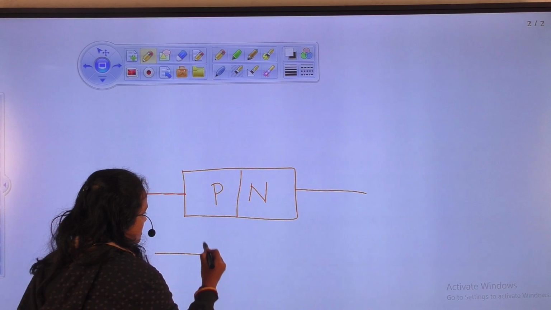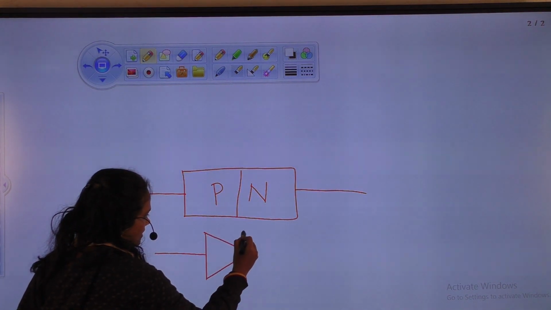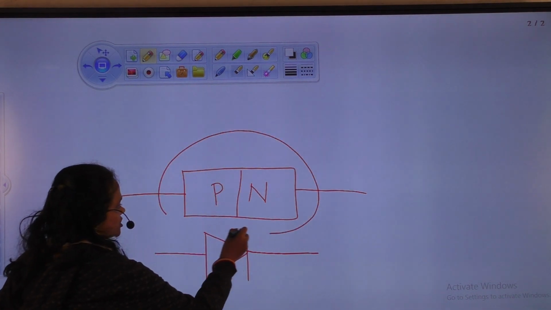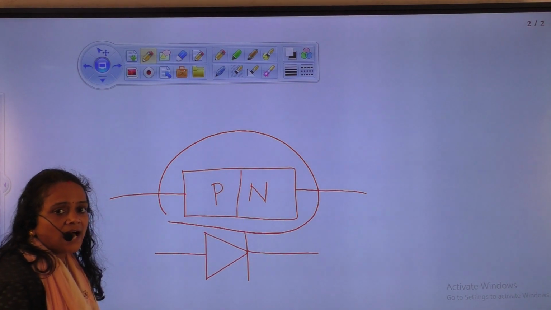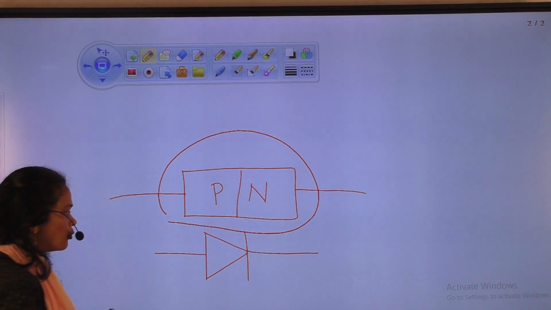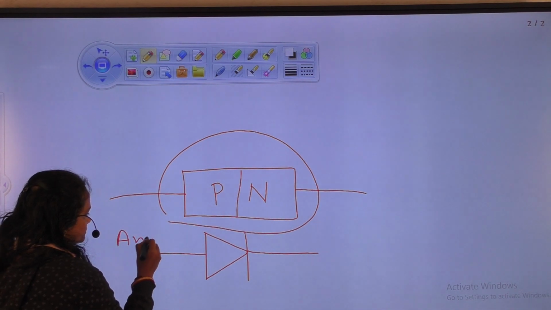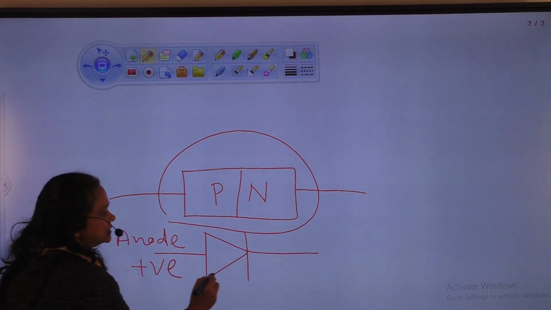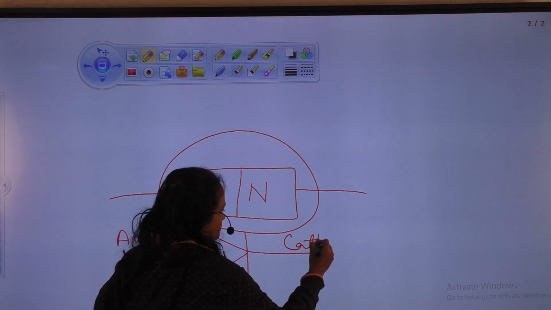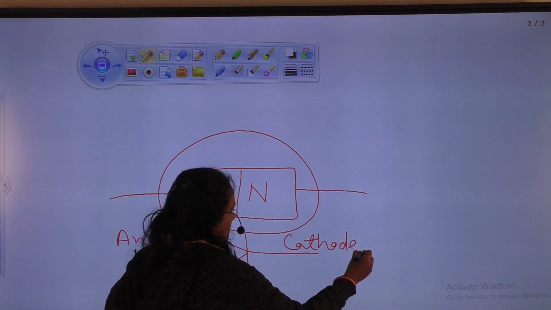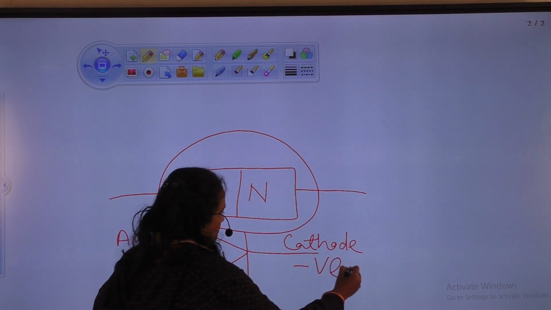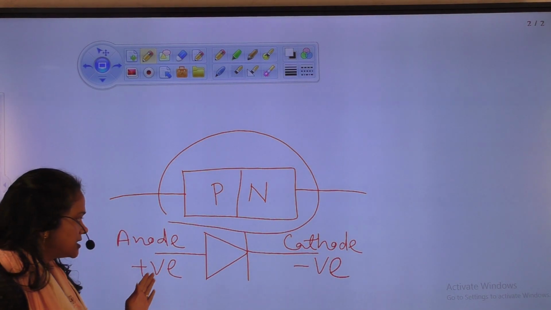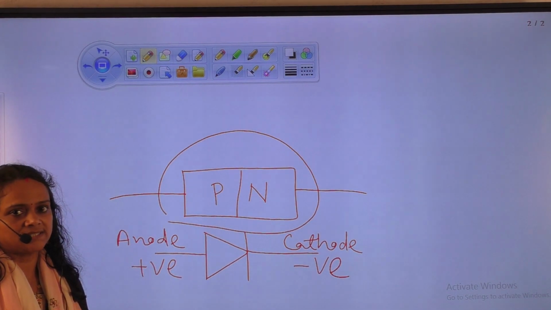The symbol of a diode is like this, and this is the internal structure of the diode. A diode has two terminals. One is the anode, means positive terminal, and the other one is the cathode, means negative terminal. So the diode is used for rectification, that means the diode converts AC to DC.